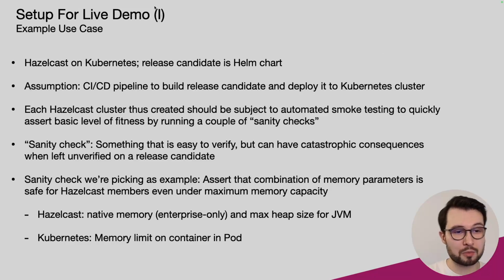As always, our assumption is that we deploy Hazelcast to Kubernetes. Therefore, our dummy release candidate, or our presumed release candidate, let's say, as always, is a Helm chart. Also, we're going to assume that there is a CI/CD pipeline in place to build the release candidate and deploy it to the target Kubernetes cluster. Now, I didn't actually build or provide a CI/CD pipeline for this live demo, but that's not the point of this video, really. The point of this video is to simply show you the next point, which is to expose the Hazelcast cluster to run a kind of sanity check on the Hazelcast cluster, right?